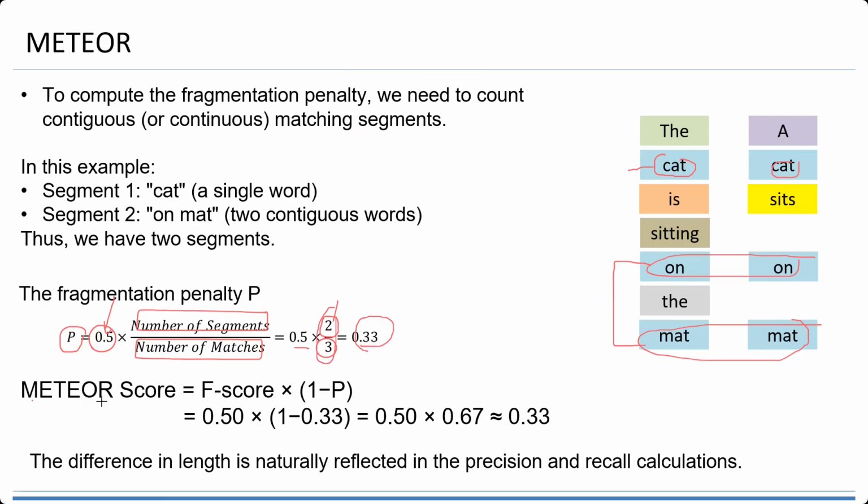So the METEOR score can be defined as the F score, which is the F1 score, multiplied by 1 minus P. P is the penalty from this segment. So we have the F score is 0.5 and the 1 minus P is 1 minus 0.33. Then the result is about 0.33. So the difference in length is naturally reflected in the precision and recall calculation. So this is how to calculate METEOR.